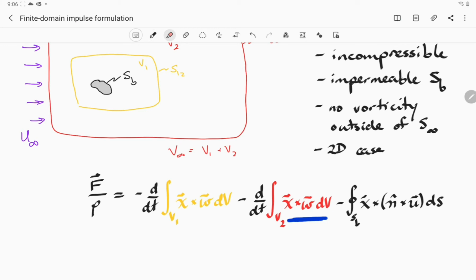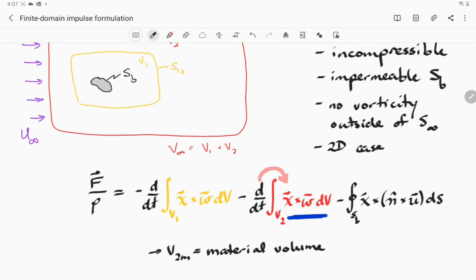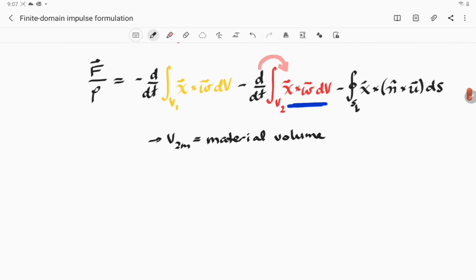All right, the way forward is that I'm going to want to take this time derivative operator and move it inside of this second integral. But to do that, I'm first going to have to express this integral over a material volume. So let me define here V2m as a material volume which happens to occupy the space V2 at the specific instant in time that we're looking at, because of course we're expressing the instantaneous force here. The integral of impulse over the material volume we can relate to that over the static fixed control volume using the Reynolds transport theorem.